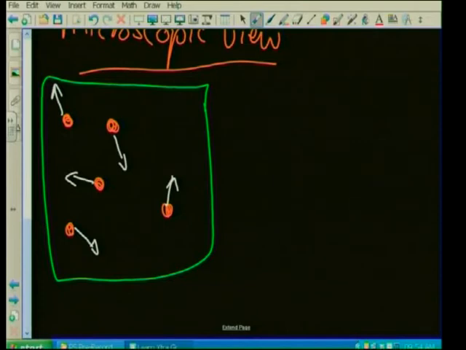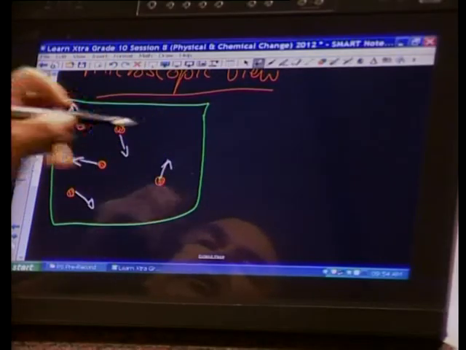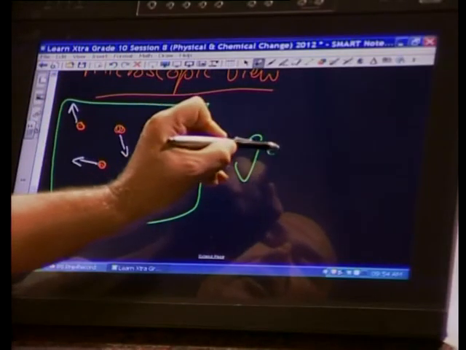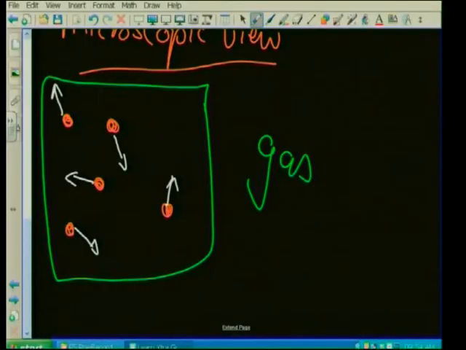Let me just put the container into place. And you can see they're fairly far spread out. They spread out far apart from each other. There are weak forces between them, and they're quite happy. They're moving around. That's the view of a gas. So what happens when we take this gas and it changes to a solid or changes to a liquid? Well, what do you think?